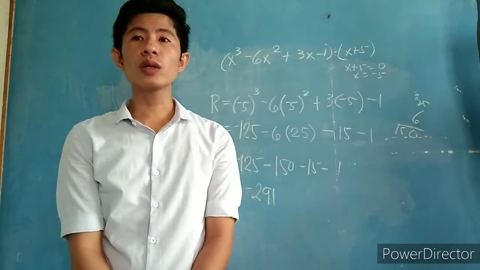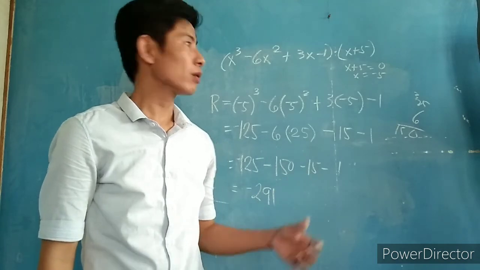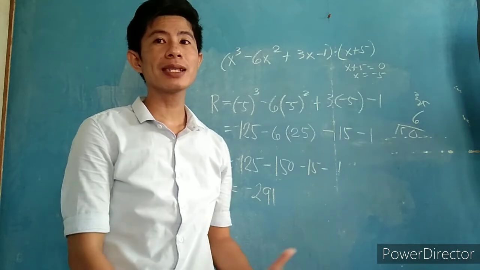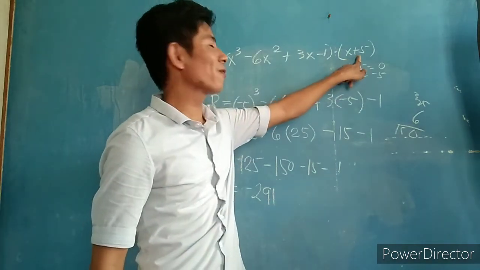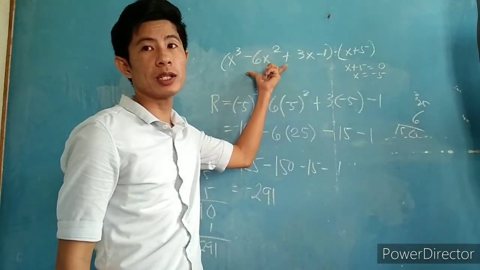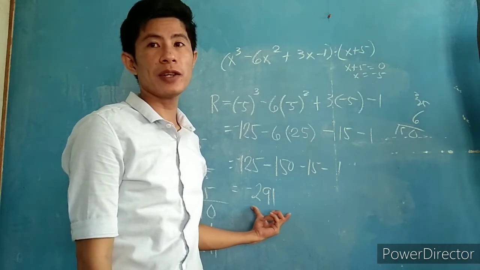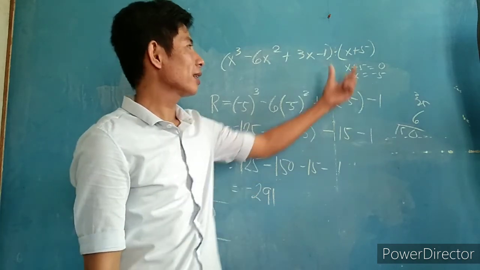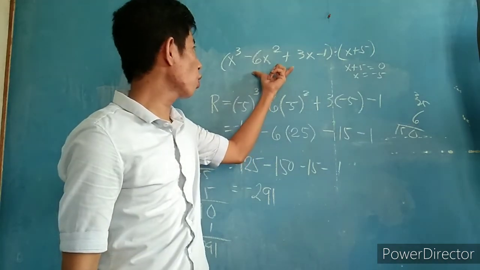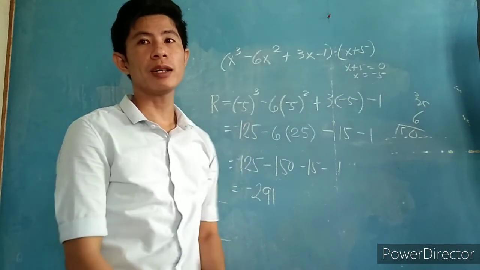Take note that if there is a remainder after the division process, then we can say that x plus 5 is not a factor of the given polynomial. And take note that if there is no remainder, or if the remainder is 0, then the divisor is a factor of the dividend, or of our polynomial.